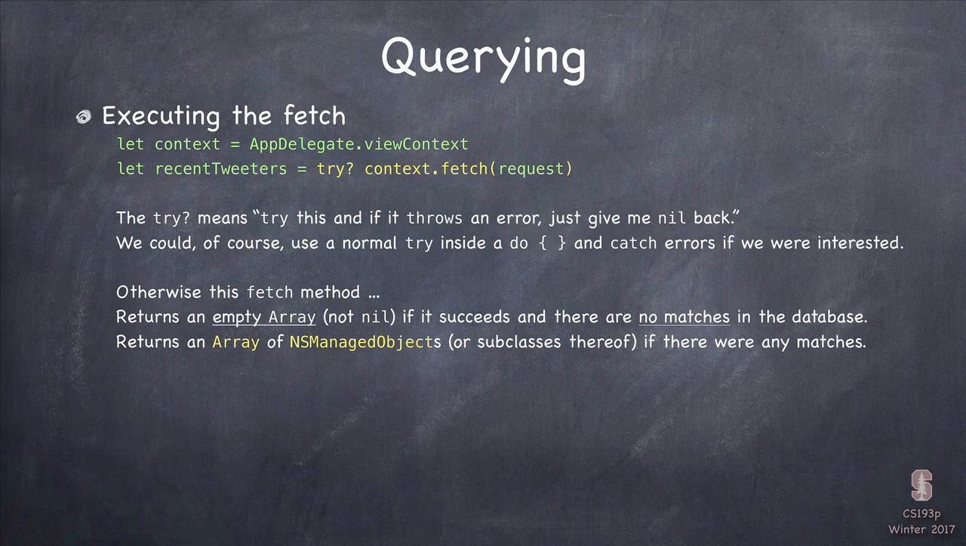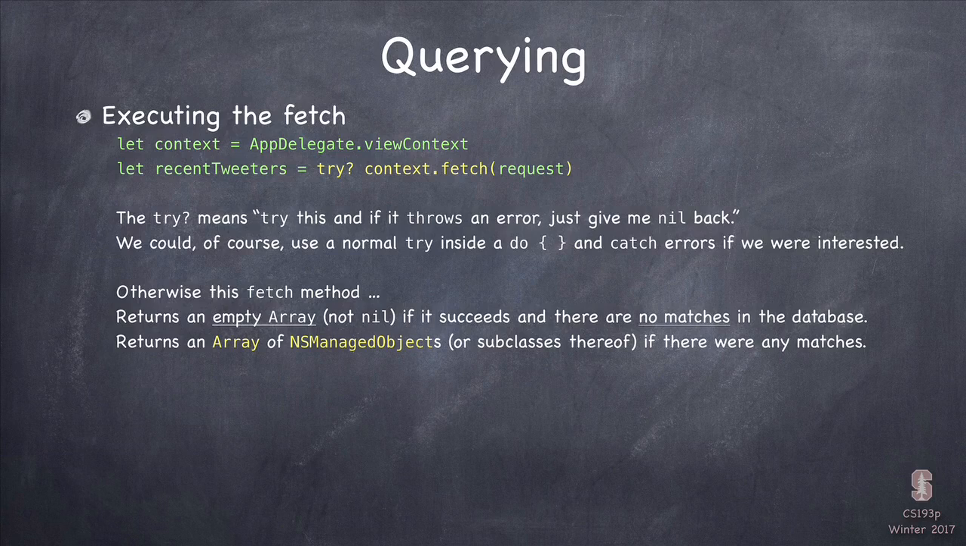Just like context save throws, context execute also throws. So you can put it in a try question mark. In that case, if the execute fails, and usually it's going to fail because your predicate is wrong or something, like your predicate just makes no sense, then it could fail. If it's going to fail, you're going to get back nil if you do try question mark. Remember, that's what try question mark means. It means try this, and if it fails, give back nil.